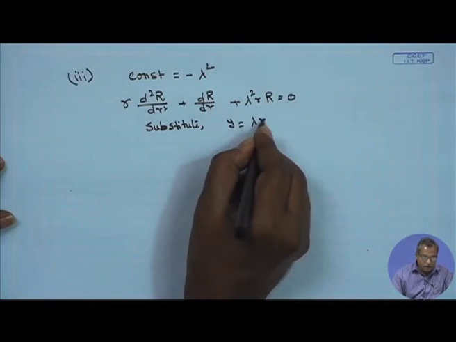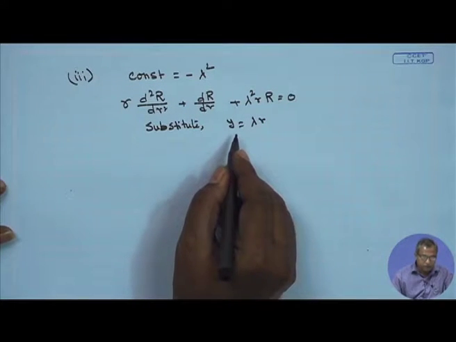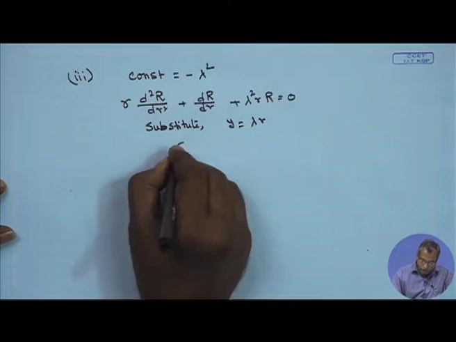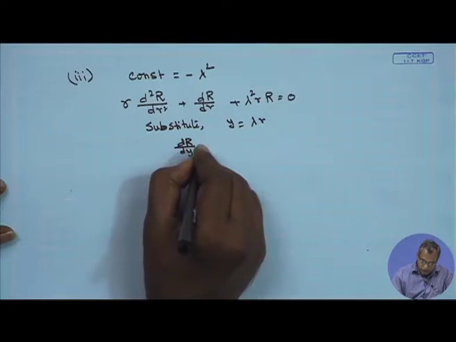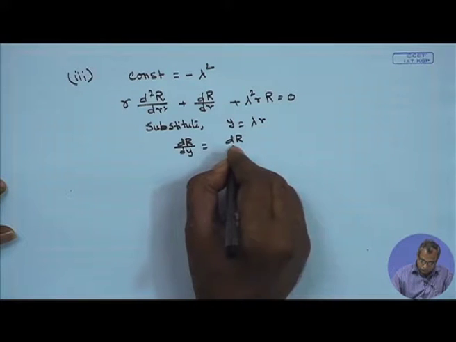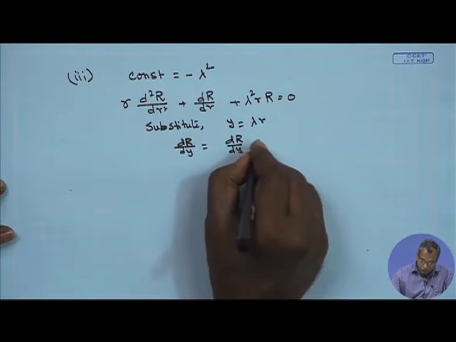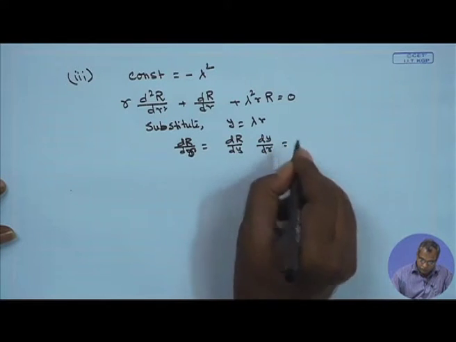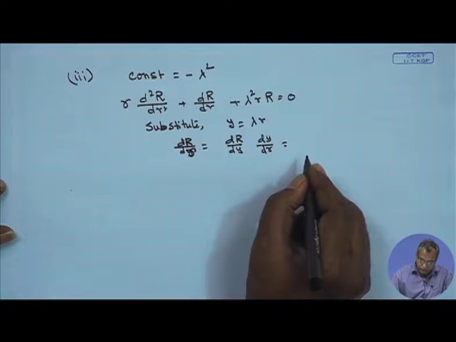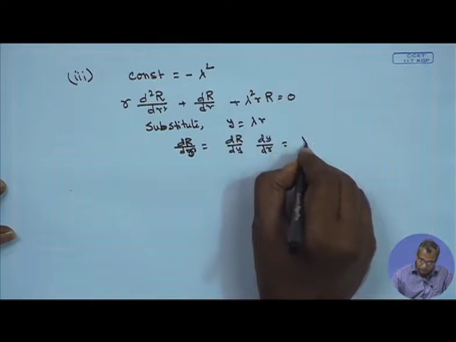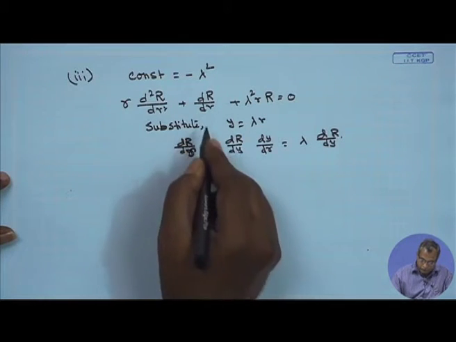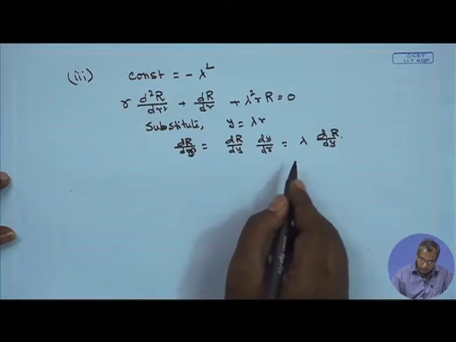y is equal to lambda r. Then we can express the independent variable r with respect to y. So, what is dR dr? dR dr will be nothing but dR dy times dy dr. dy dr is nothing but lambda. So, we will be having dR dr as lambda dR dy.